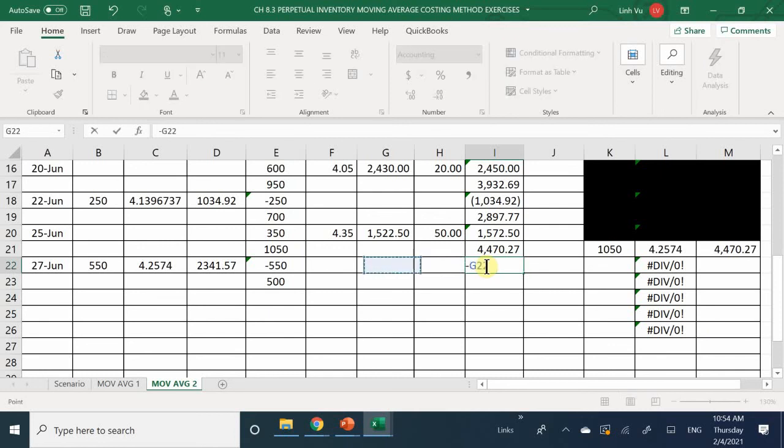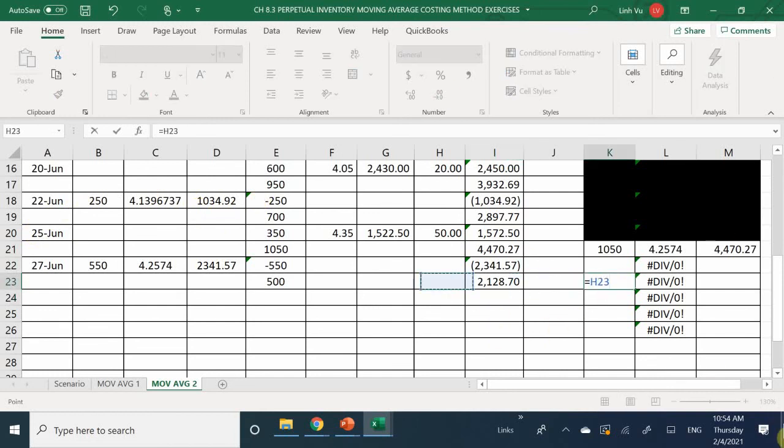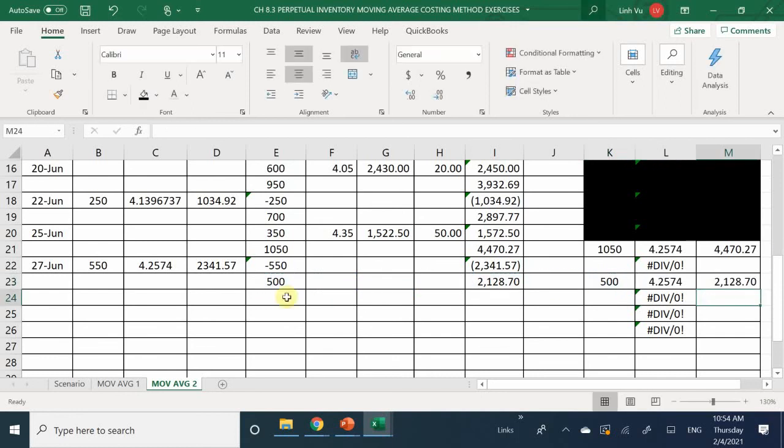So I'm going to subtract out this 2341 and adjust my inventory. Now it should be a total of 2128.70. So what is now my average cost per item? 4.2574. So it did not change. Good. All right, I'm going to eliminate this. Boom. And that is it.